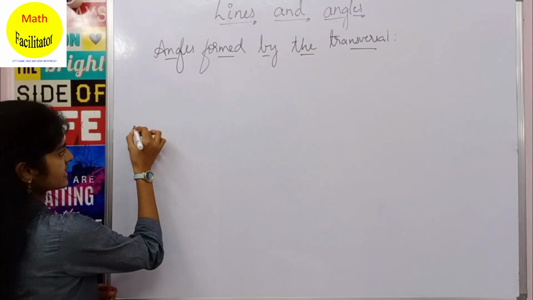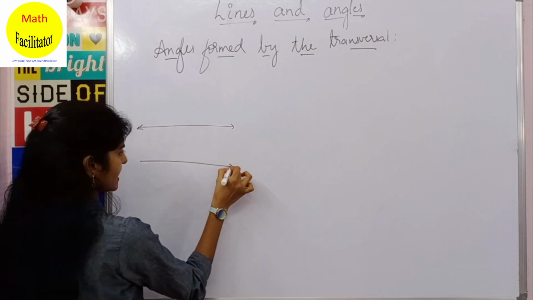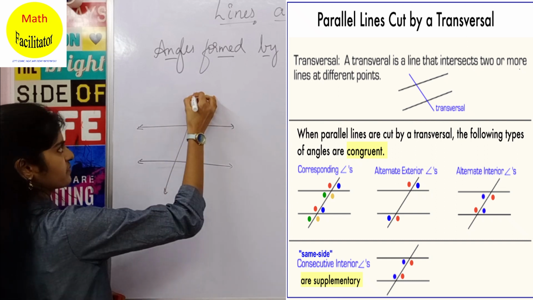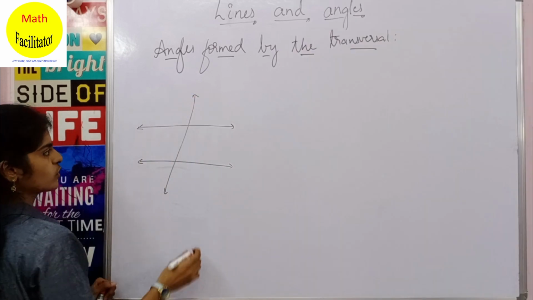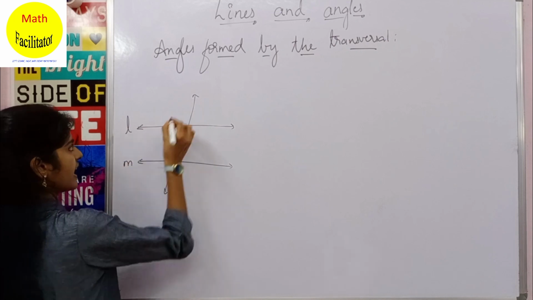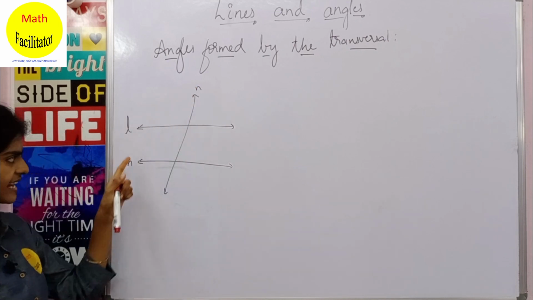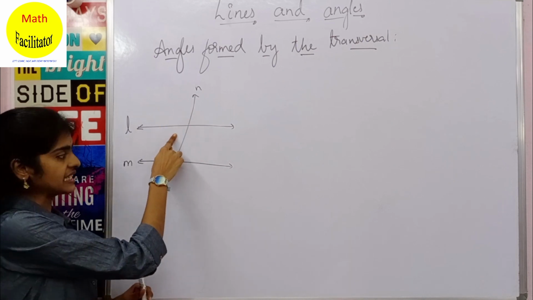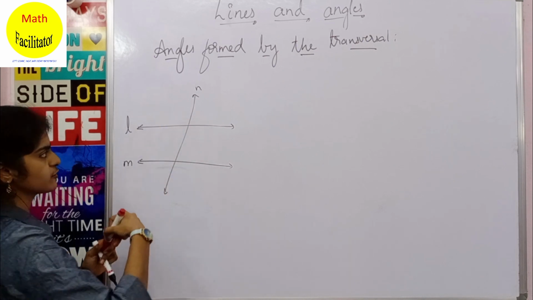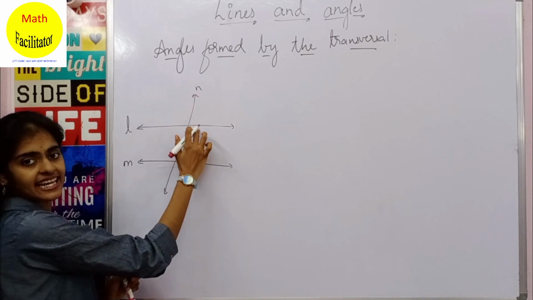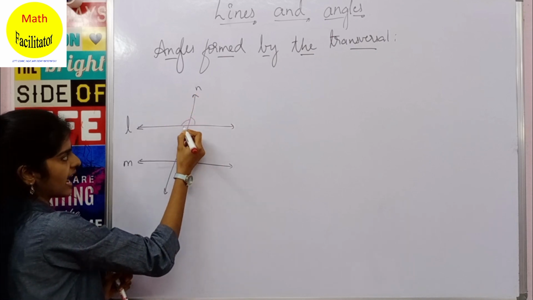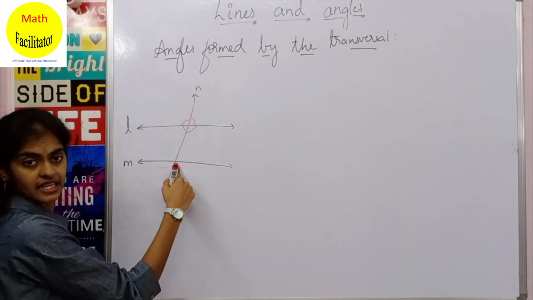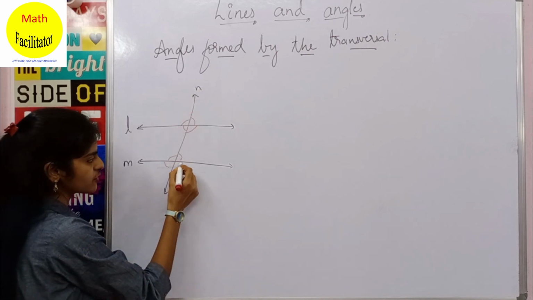Suppose these are two lines. So this is one line and this is the other line. Now this is a transversal. Say this is line L, M, and N is a transversal of L and M. Now you can see that when N is meeting L, there are four angles formed. Similarly, when N is meeting M, here also there are four angles formed.